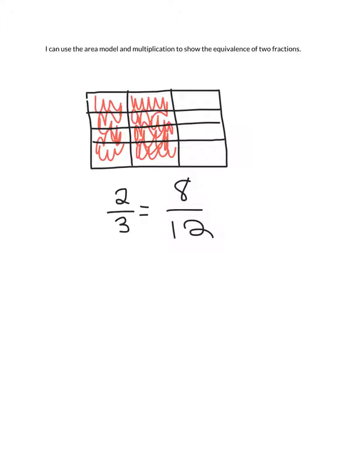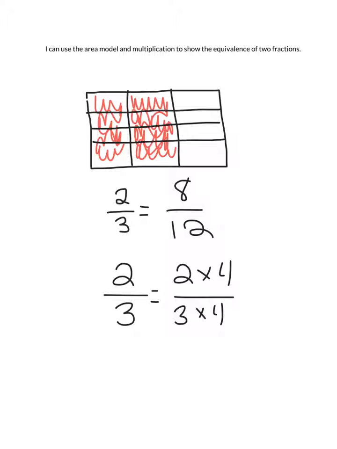But we can also use multiplication to show that 2/3 equals 8/12 by multiplying the numerator times 4 and multiplying the denominator times 4. And when we do that, we get 8/12.